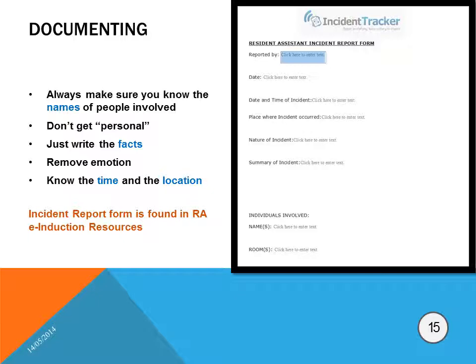Like I mentioned previously, after dealing with any situation involving a student that your line manager should be aware of, you are required to submit an incident report found under the e-induction resources. In order for your line manager to be able to follow up with a student the next day, you need to include all the names of the people involved and fill out all the fields in the form. Remember that this is a professional update to your line manager. There's no reason to get personal. Keep to the facts and make sure you know the time and location of the incident.